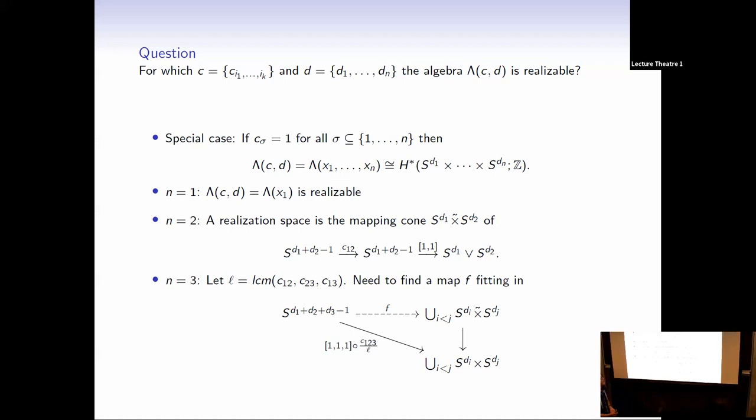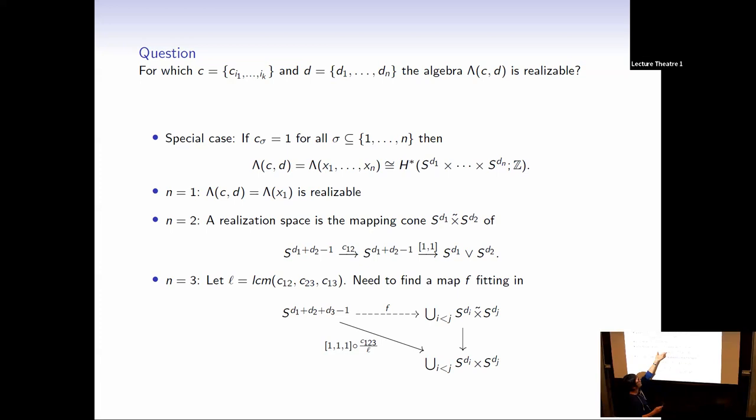Then you may ask, can we just apply this method to the higher n case to solve the problem? But it turns out that this method doesn't work in the higher n case. Let me show you. When n equals three, I'm not going to give you all the details, but the difficulty is that you need to find a map from a sphere of dimension d1 plus d2 plus d3 minus one to the union of all these realization spaces that we have constructed in the n equals two case.